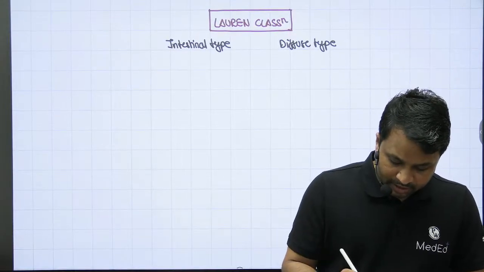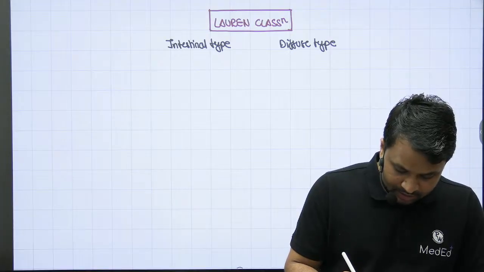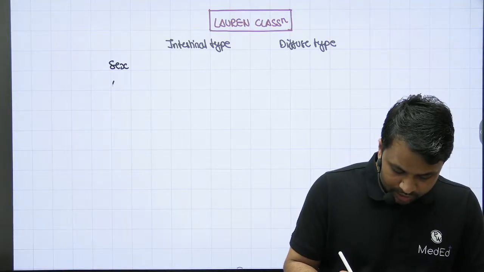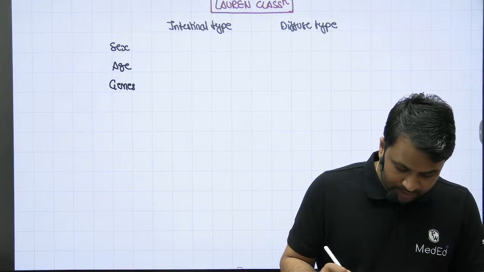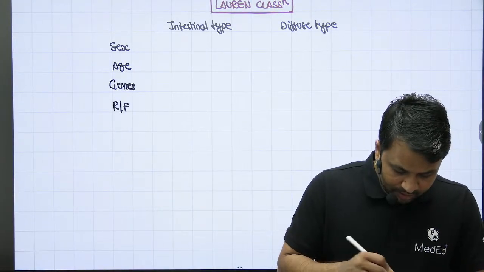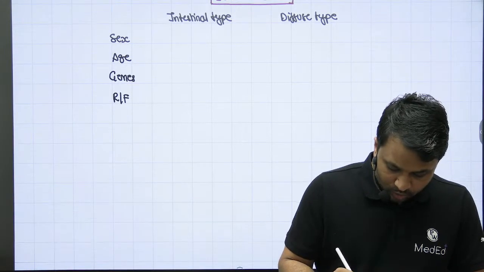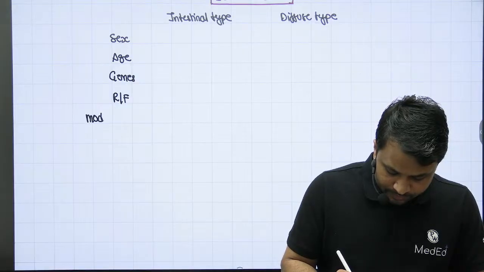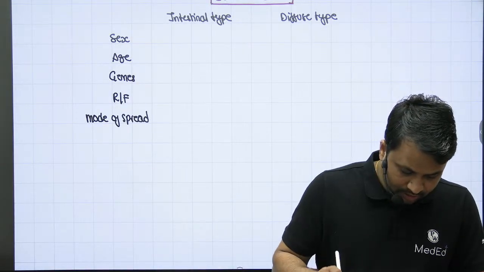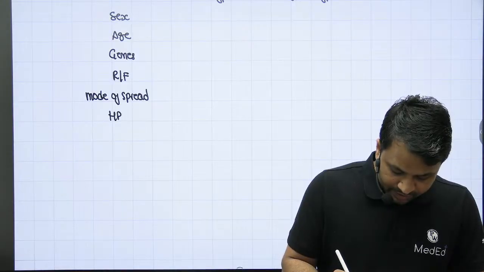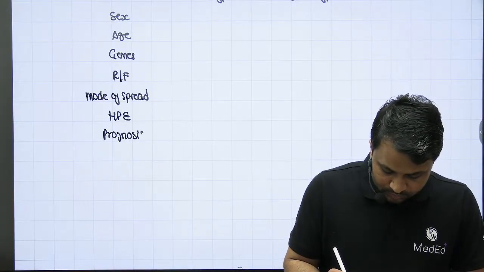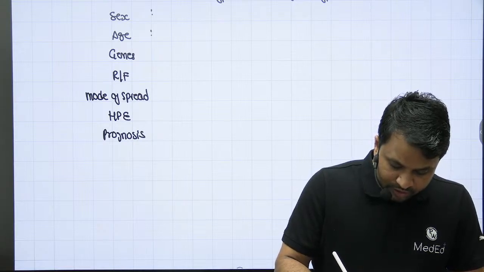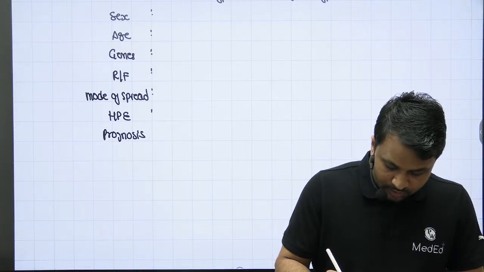Now, the criteria which you will be looking at are the sex which is usually involved, the usual age of presentation, the genes which are associated with this, and any specific risk factors. Then you talk about the mode of spread for these malignancies. Then you have the HP findings and the prognosis. So this is the line on which we are going to ask the questions.